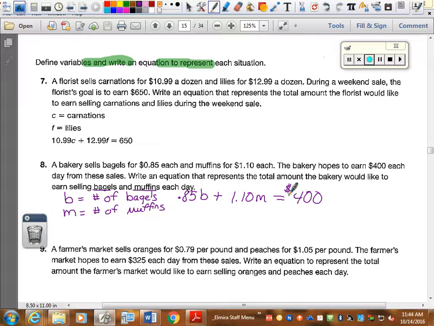Okay, now, can I find out what B and M are? Nope, not yet. I don't have enough information to do that. They could sell one bagel and all the rest muffins and make $400. They could sell a bunch of bagels and no muffins and make $400. If I have two variables and one equation, I can't figure out which one is which. Okay?